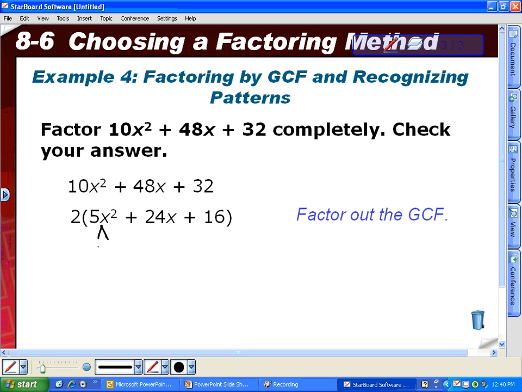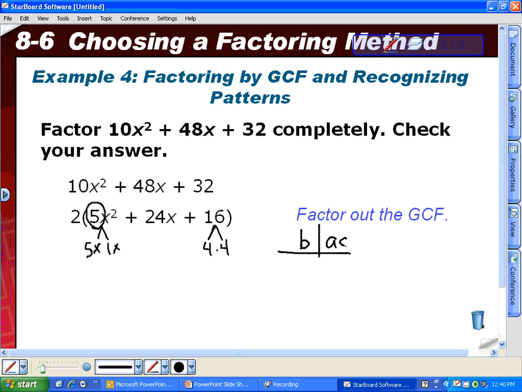Let's see. The first term, x times x is going to give me the x squared, but unfortunately, this is not a perfect square, right? 5x times 1x is the only way to get 5x squared. Even though 16 is a perfect square, this is not going to be a perfect square trinomial. All right, so looking at my trinomial then, it's not a perfect square trinomial. The coefficient of x squared is a 5, so I'm going to use this method.